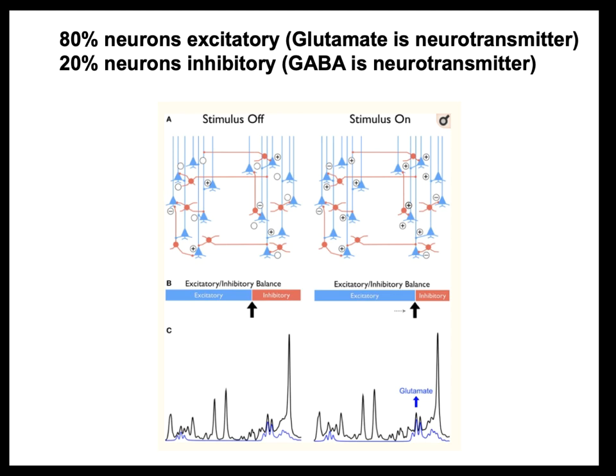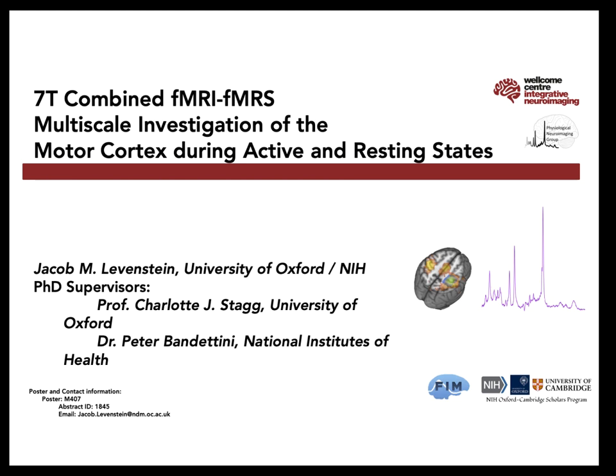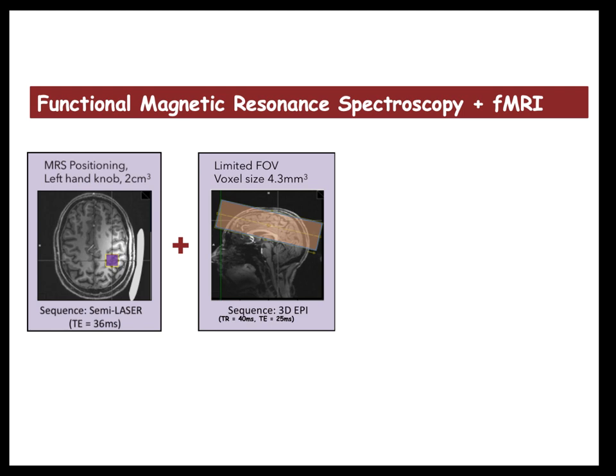So there's a lot of work that's done. And in fact, one of my students, who is part of the Oxford NIH program, working with Charlotte Stagg, just showed this work at the latest OHBM meeting last week. He basically did an experiment in which he simultaneously collected GABA or glutamate signal, MRS, with fMRI as well. So a time course basically involving finger tapping.